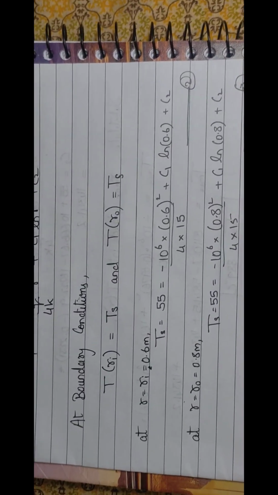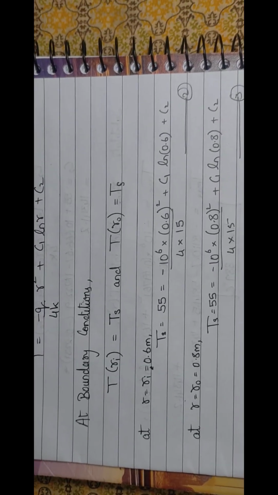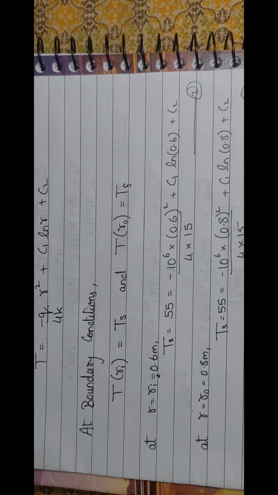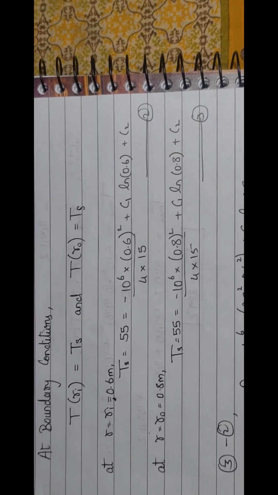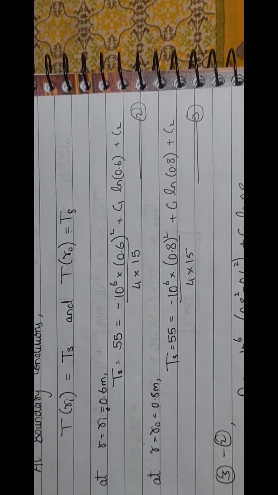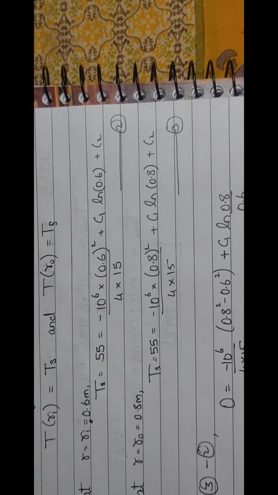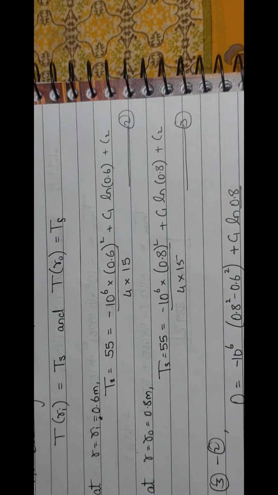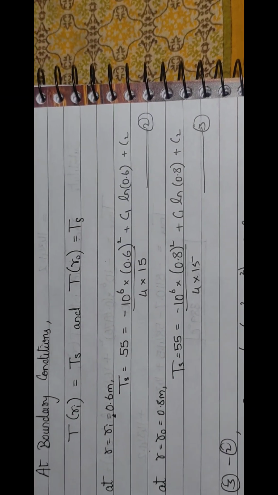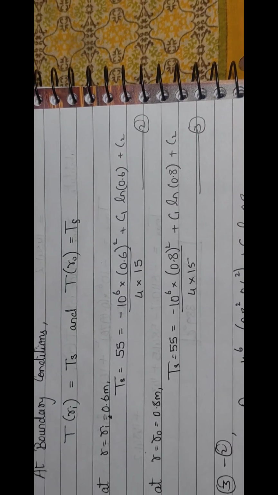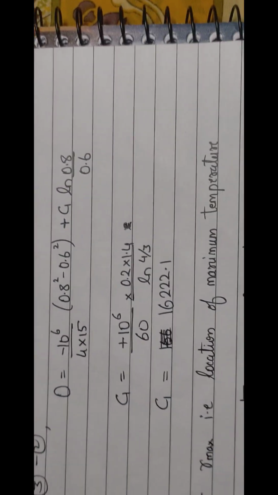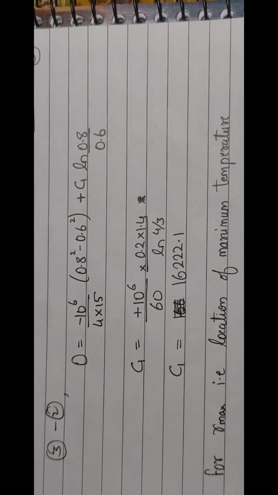At boundary conditions, T of Ri is equal to Ts and T of R0 is also equal to Ts. So at Ri is equal to 0.6 meter, when you substitute all the values in it, Ts is equal to 55, and we get 2 equations and 2 unknown variables, and upon solving, subtracting the second equation from the third, we get this equation, from where we can find out C1. C2 gets cancelled upon subtraction.